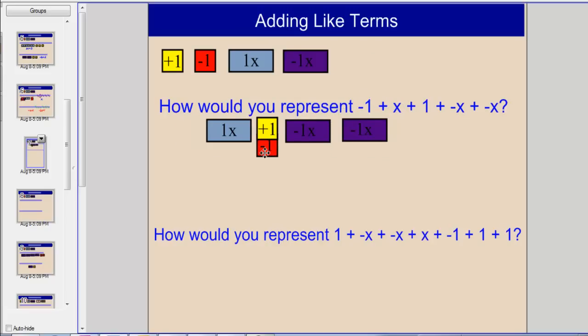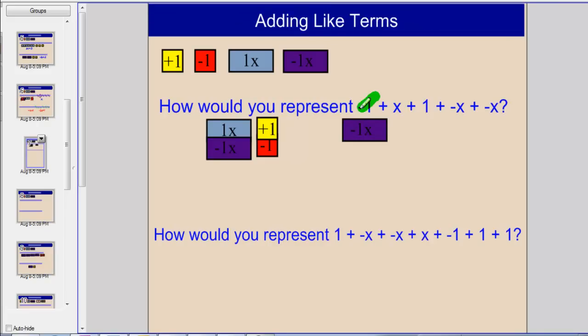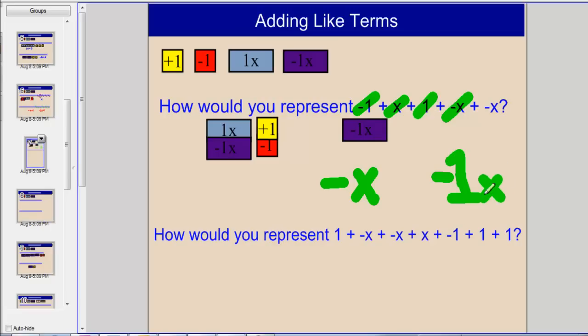So the +1 and the -1 can cancel. The positive x and the negative x can cancel. And so we're left with just a -1x or -x. And let's look at that to make sure we understand it when we're just looking at the numbers. So our -1 can cancel our +1, our x can cancel our -x, so our answer is -x, which can also be written as -1x. So either one of those is fine for a way to write your answer.